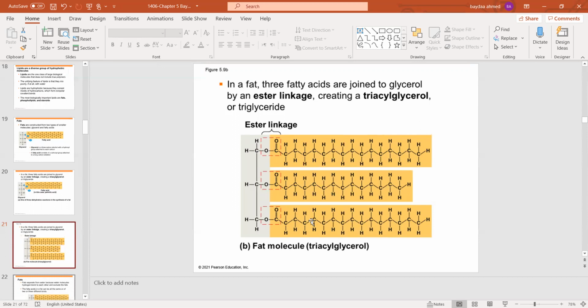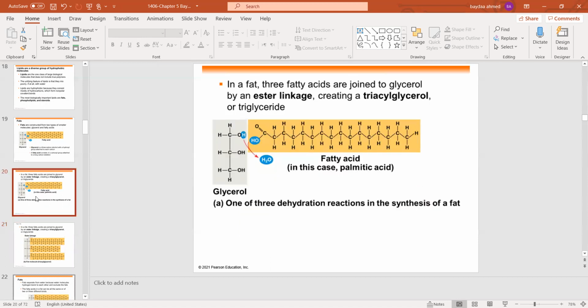The carbons of the fatty acid are arranged in a zigzag. In making fat, each fatty acid molecule is joined to glycerol by a dehydration reaction. This results in an ester linkage. We call the type of covalent bond between fatty acid and glycerol an ester linkage. So the type of covalent bond in lipids is the ester linkage.